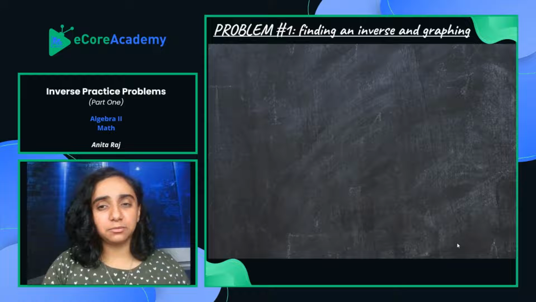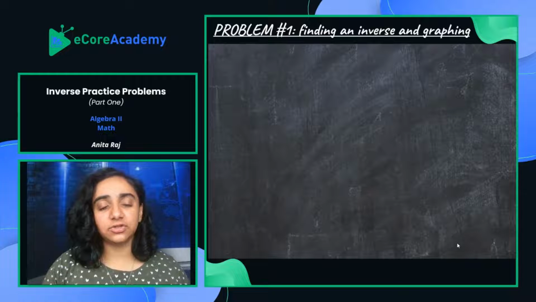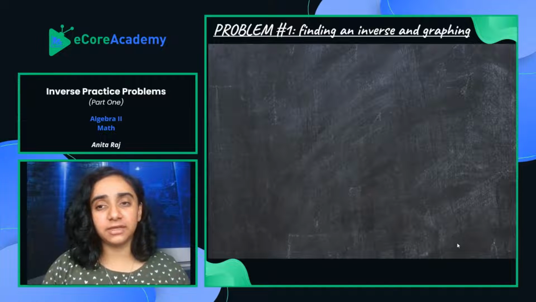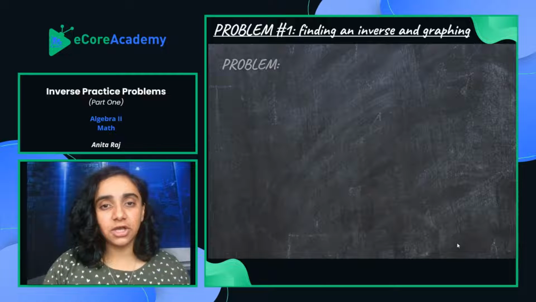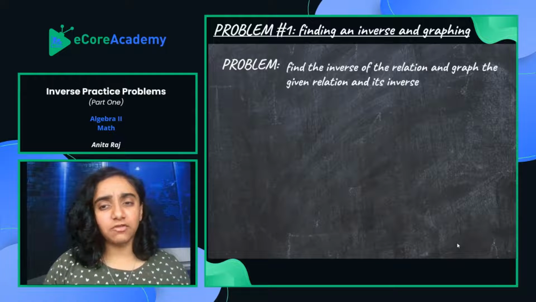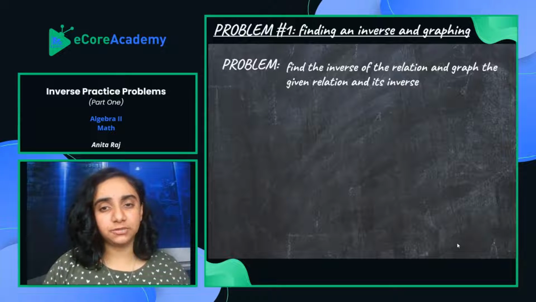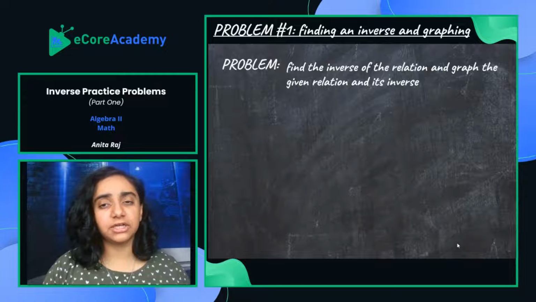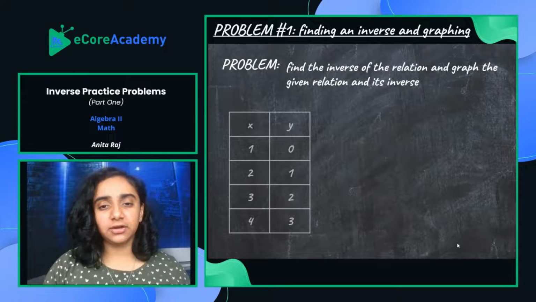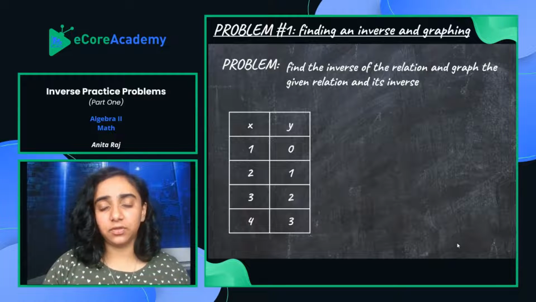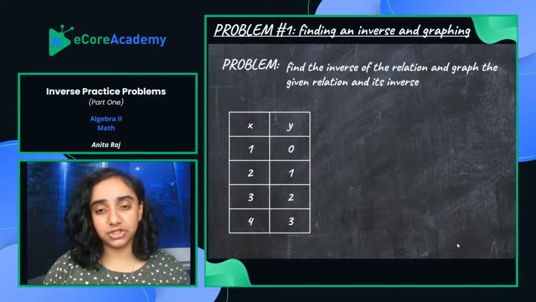This practice problem is going to be on finding an inverse from a table, an XY table of values we've been given, finding the inverse from that relation, and then graphing both the original relation and the inverse. So here's the problem. Find the inverse of the relation that I'm going to be showing you, and then graph the given relation and its inverse. Here is the XY table containing the points that are in this relation.